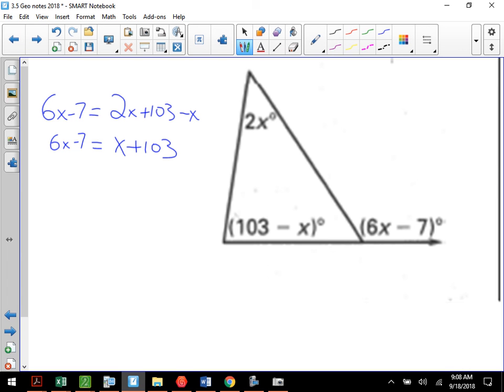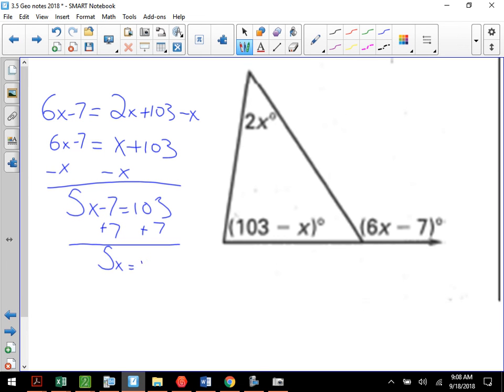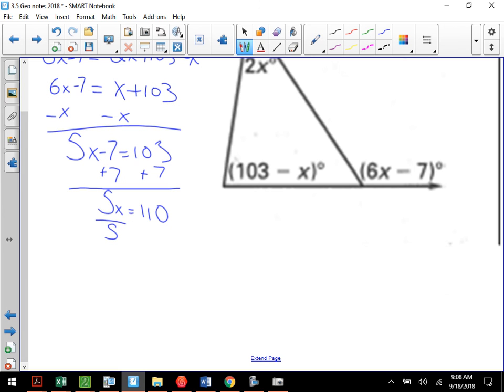Too many of you would add x to 2x. Now you have variables on both sides. What are you going to move? You move the x. We always move the 7. And then lastly, what do you have to do? Divide out by the 5. 22, does that sound right? Yeah. There you go.